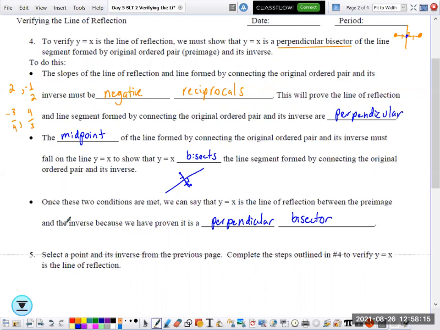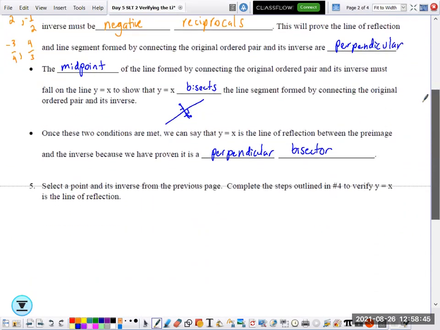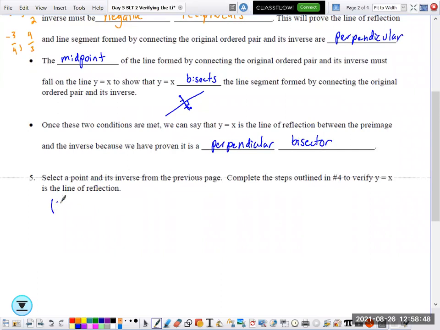Okay, so I've got three bullet points here. I'm going to follow these three bullet points like a recipe. So what I want you to do is look back on page 13, and we're going to pick an ordered pair and its inverse. I'm going to pick this one because this is two positive numbers. Sometimes the arithmetic is better if all the numbers are positive, and the 0 scares me a little bit. So the point that I'm selecting is (3, 8), and its inverse is (8, 3).